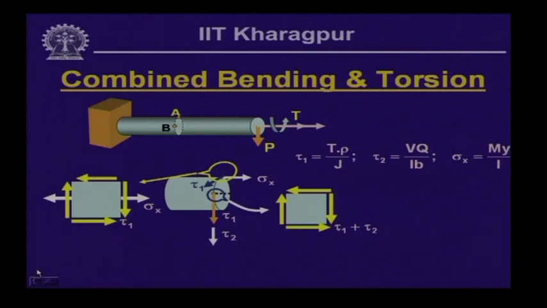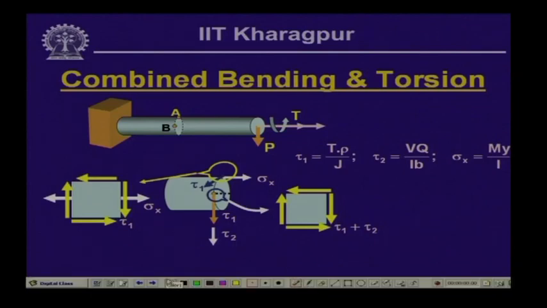Now, if you look into this particular example which we have discussed last time, a member of circular cross section is subjected to a twisting moment, and this is a positive twisting moment whose vectorial direction is towards the positive x axis, and it is subjected to a load. This is a cantilever beam, and this load generates moment at this particular section.